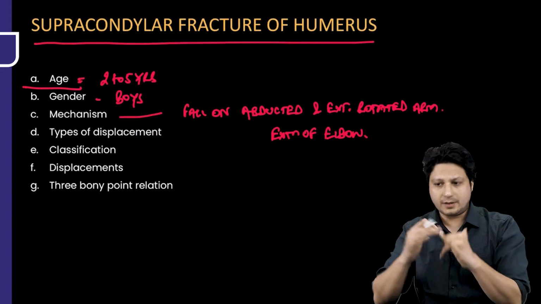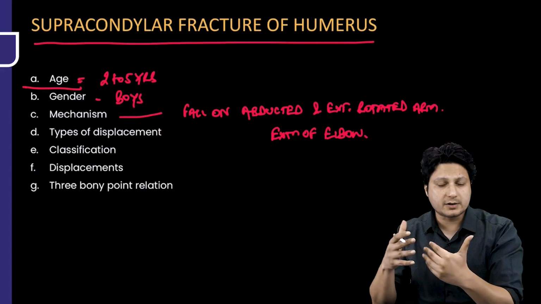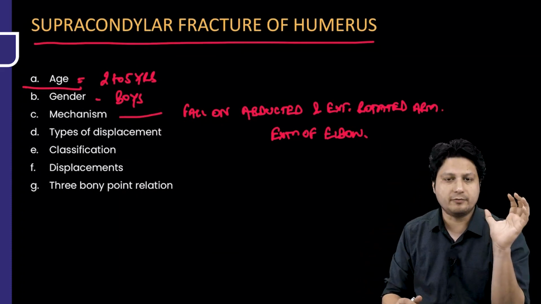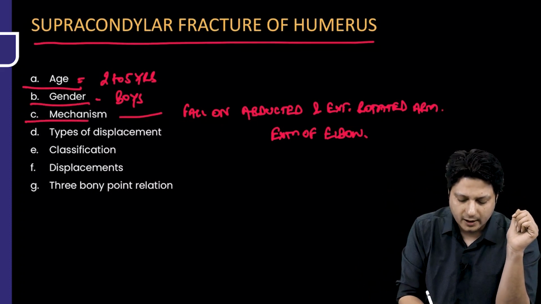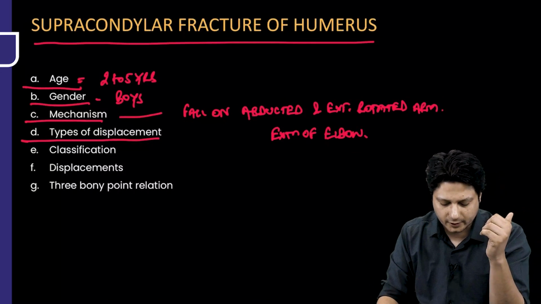So if we go back to the one, you came to know the age. Why is it common in this age group? Because of extremely playful activities where the children are more prone to fall from height with the impact on an outstretched hand. So the mechanism you have understood, and the types of displacements we have already talked about.